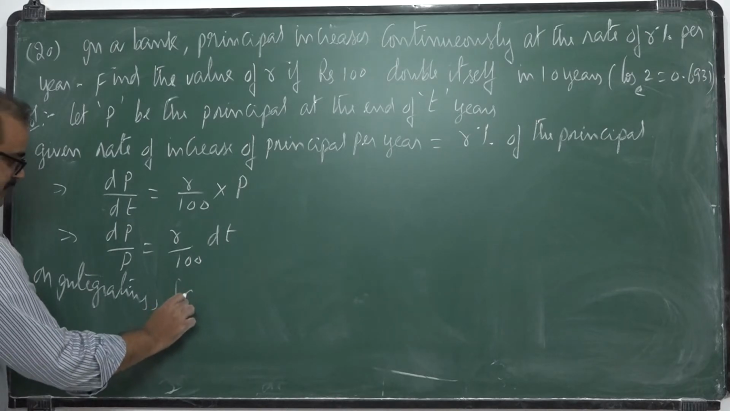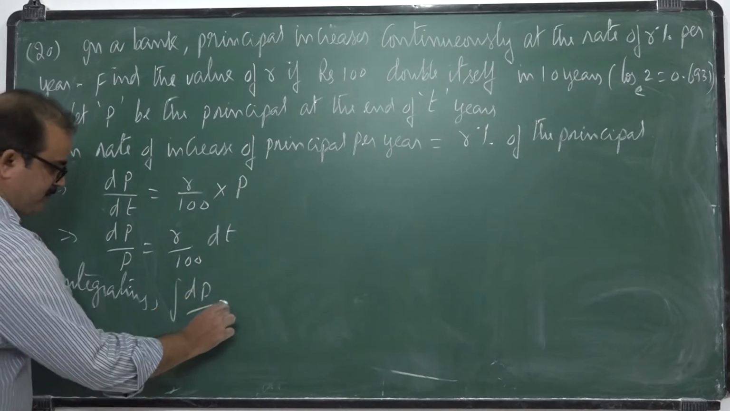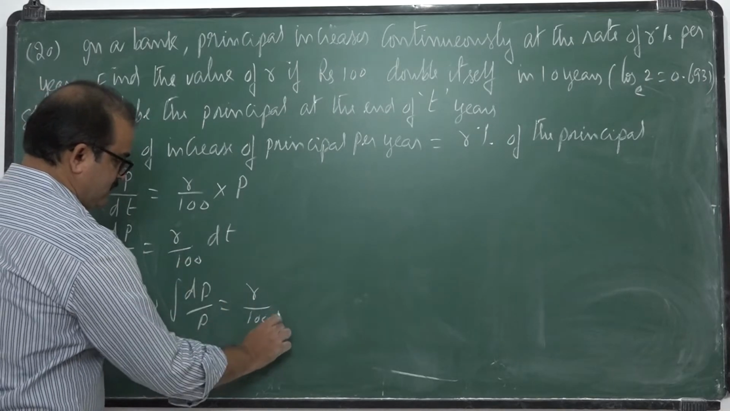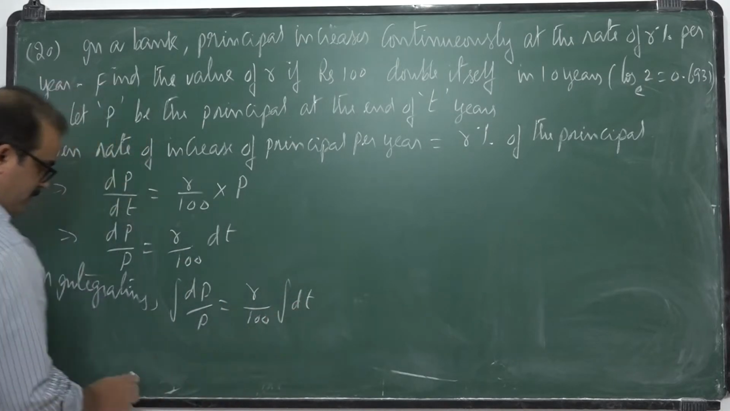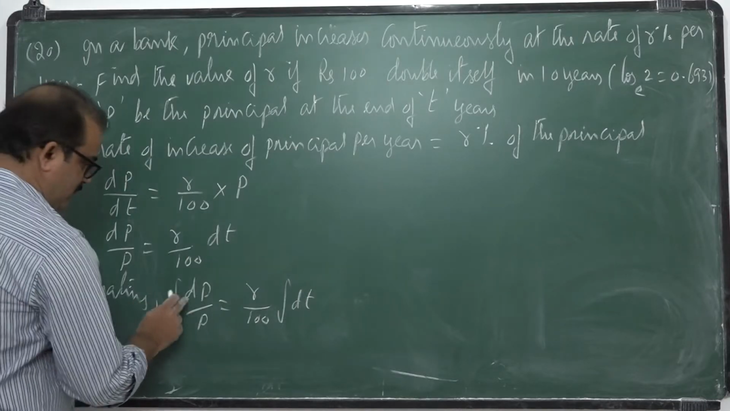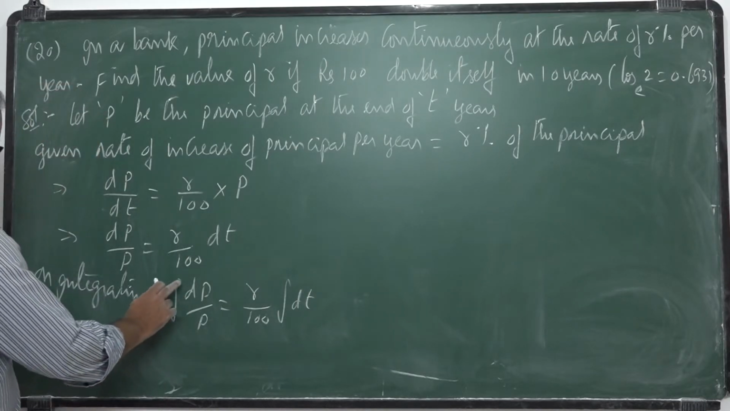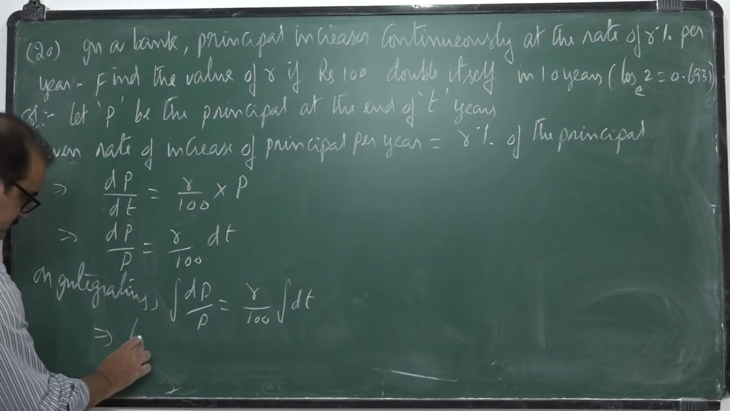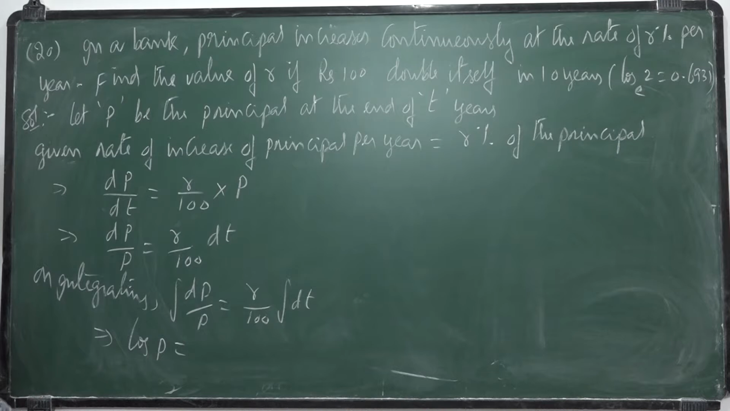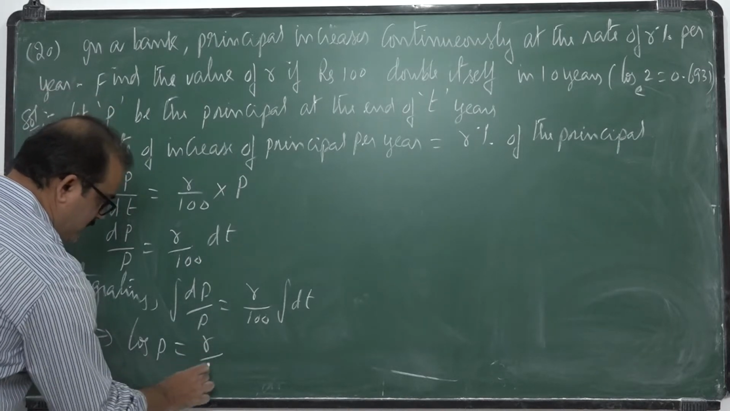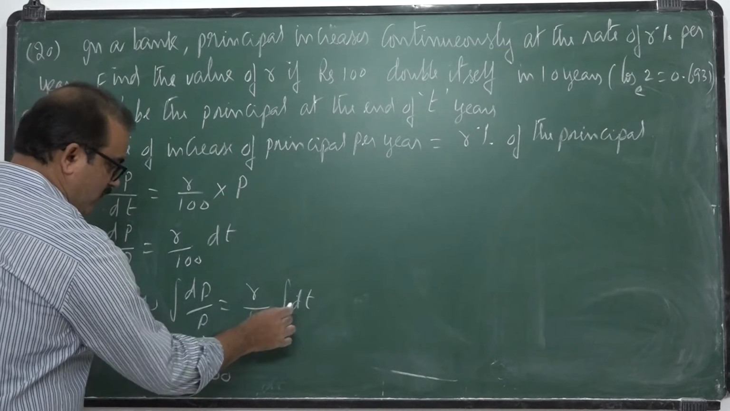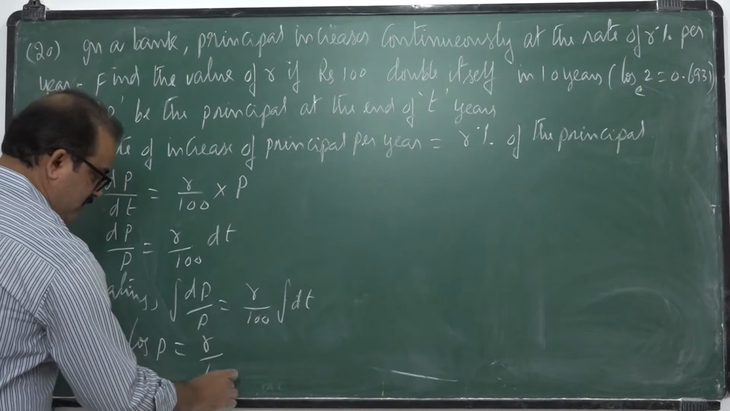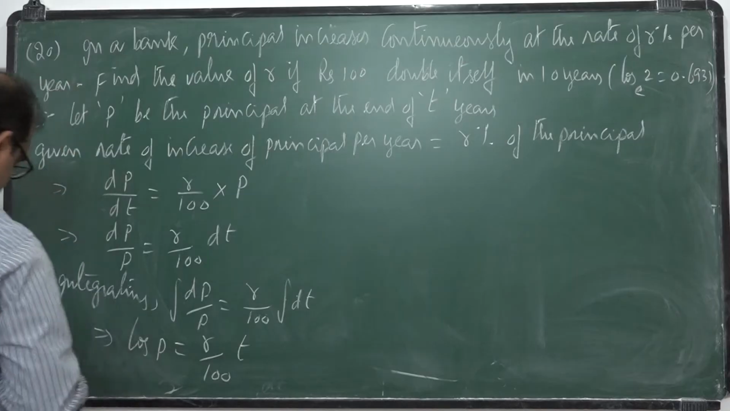what do we get? Integral dP by P is equal to R by 100, that is constant, integral dt. Integral 1 by P dP is in the form of integral 1 by x dx, that is log x. Log P is equal to R by 100 into integral 1 dt. If there is no function, we take it as 1. Integral 1 dt, that is T.